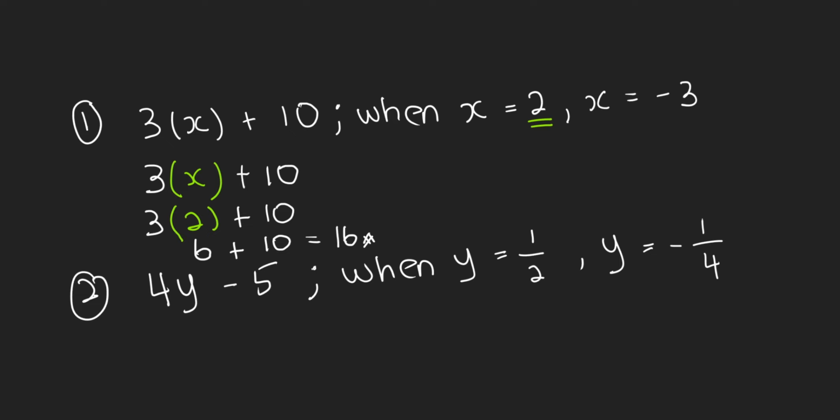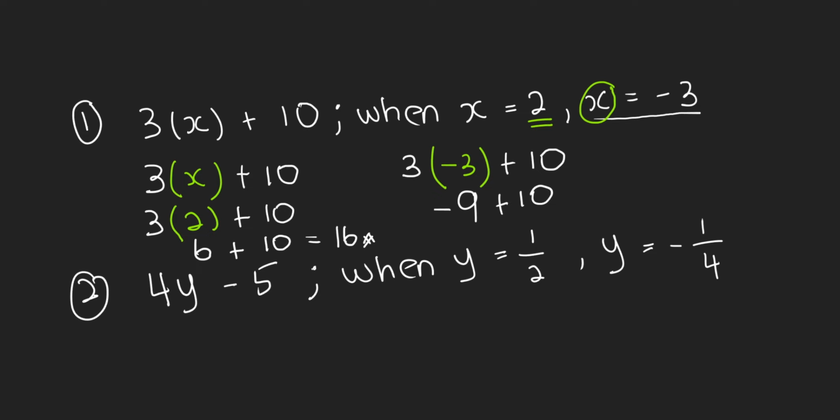All right, now let's go on with the second value, which is x equals -3. So again, I'm going to work this. So it's 3, and in the bracket now I'm going to substitute the variable x with the value of -3. So it's going to be -3 and plus 10. So now it becomes 3 multiply -3 will be -9 plus 10, and the value becomes 1.